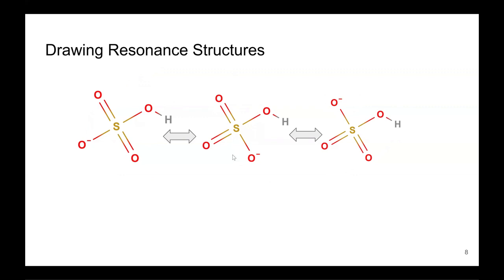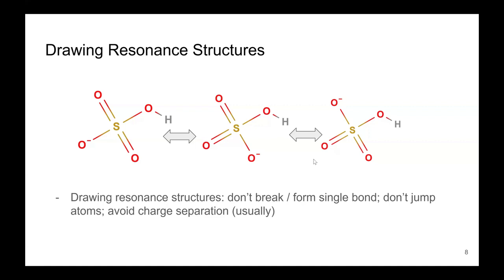And when you are drawing resonance structures, you shouldn't break or form any single bond. So you shouldn't break these bonds so that you have your O2 minus and S plus. This is illegal, at least in traditional terms, and you should usually avoid charge separation. So for example, you shouldn't do this.